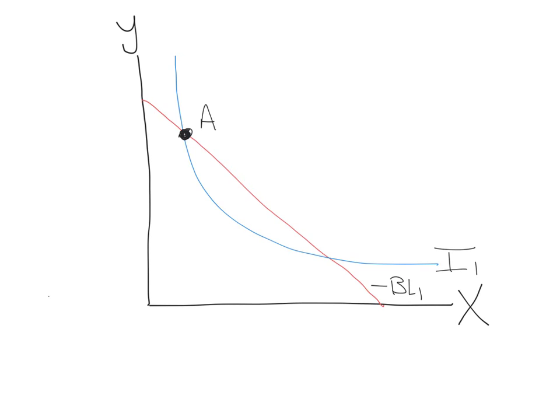Now here's another way of explaining the same thing. Notice that at A, the slope of the indifference curve is actually larger in absolute terms than the slope of the budget line. It's more inclined than the slope of the budget line. So what does that mean? Let's say that the slope of the indifference curve is something like -4, then the slope of the budget line has to be less than that. So let's say that the slope of the budget line, BL slope, is actually -2.